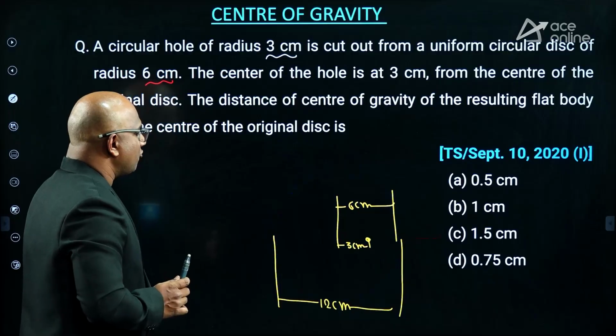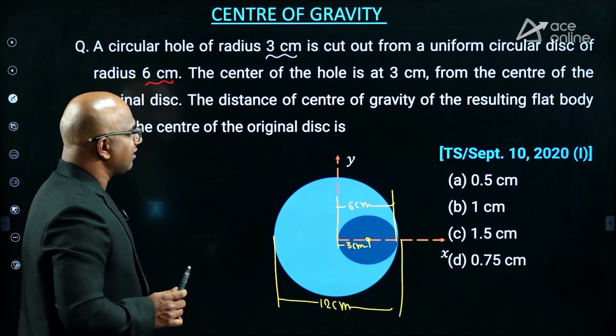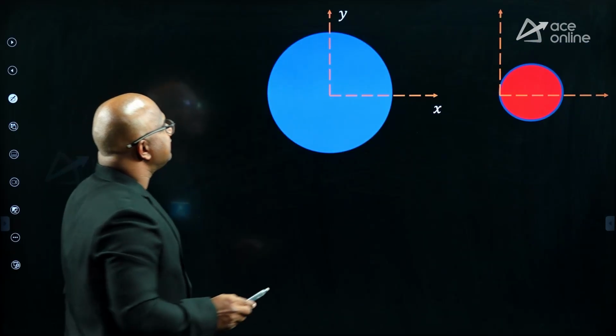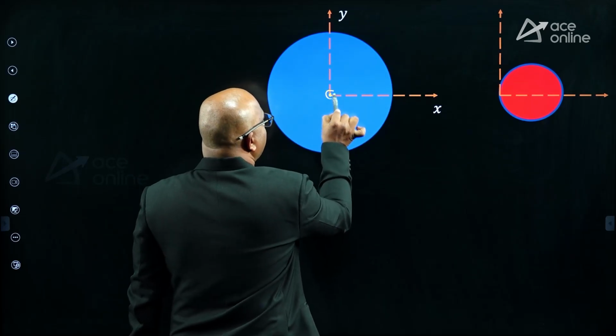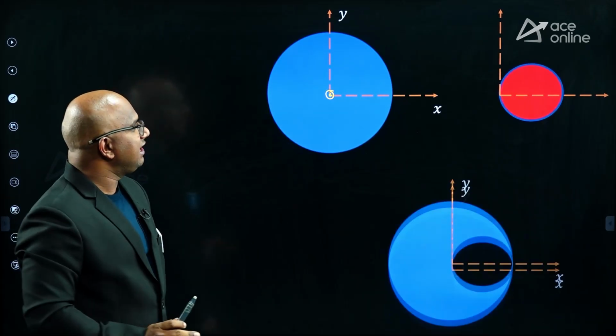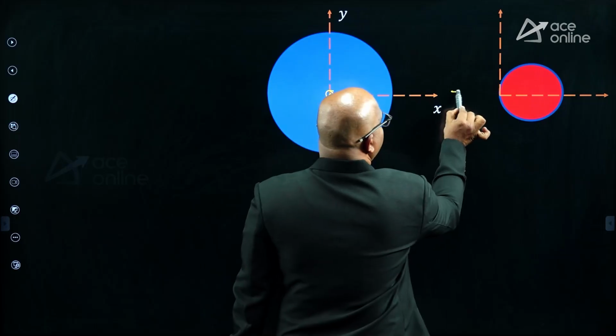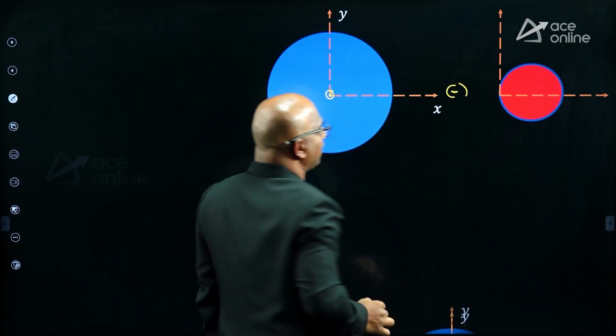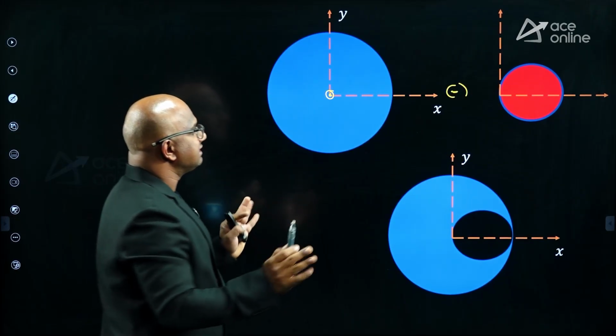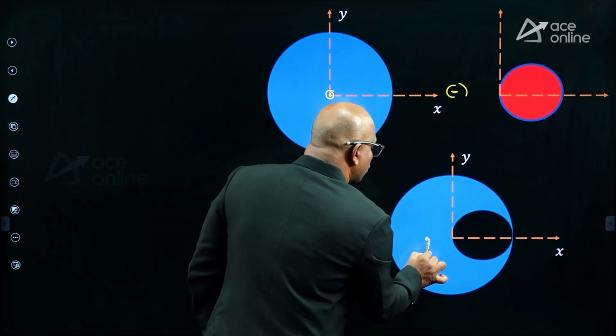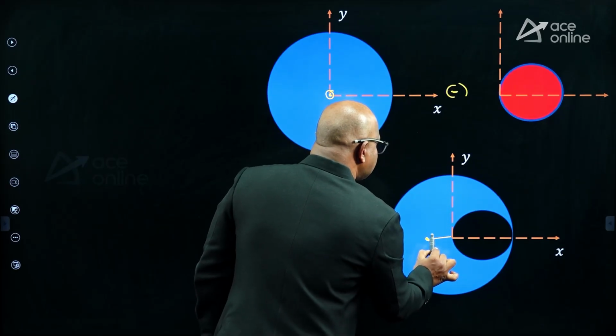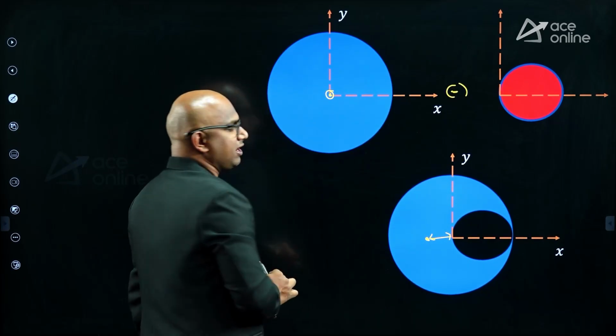Now what happens? When there is the original disc, guys, listen carefully, sir, this is the centroid. This is the centroid. From here, what did I do? I remove this part. When I remove this part, the centroid will be shifted towards this side. How much is it shifted towards this side? This is my question, guys.